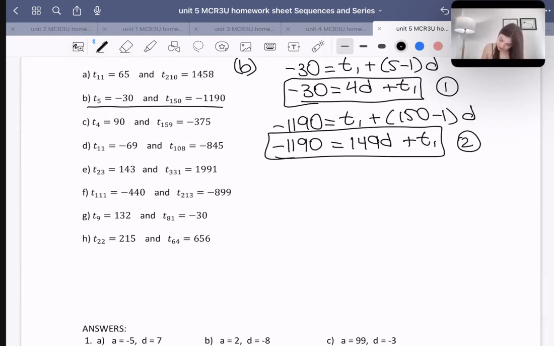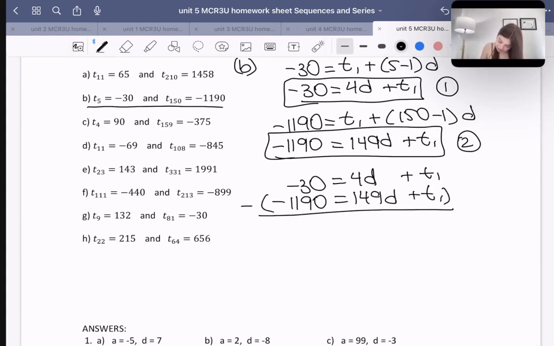So we have negative 30, negative 1190. Then we have 4d, 149, no, not 14d, sorry, 149d, and plus t1, plus t1. So I'm going to use elimination again. Even though substitution would also work, it would just require us to rearrange things a little bit here. So if you do prefer substitution, you can go for it. I'm an elimination person whenever I can, so I'm going to do elimination.